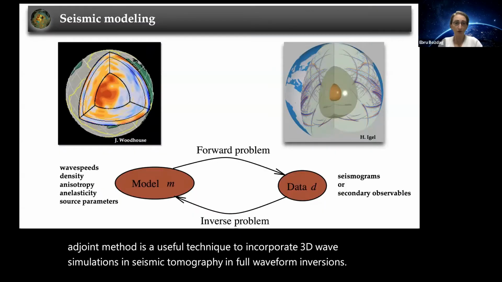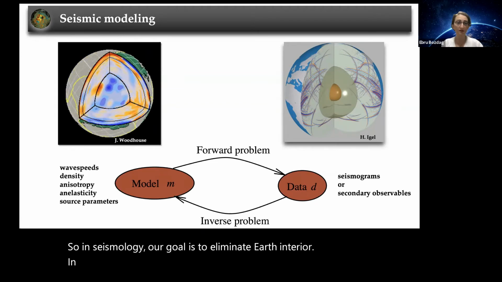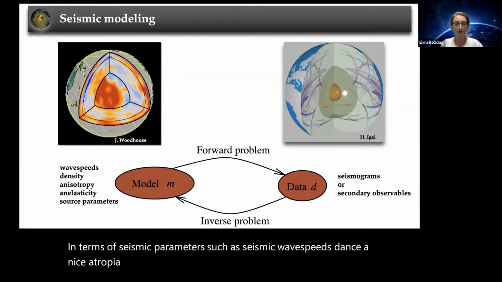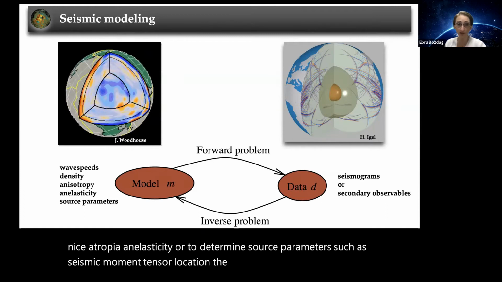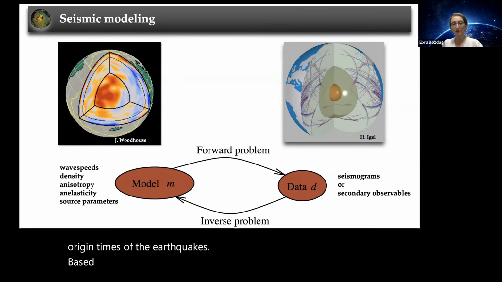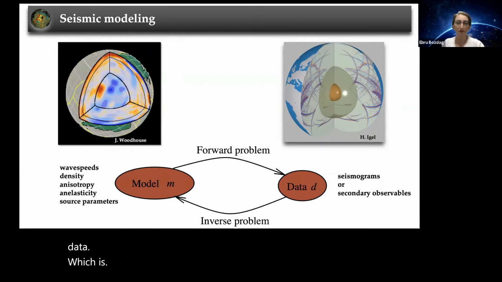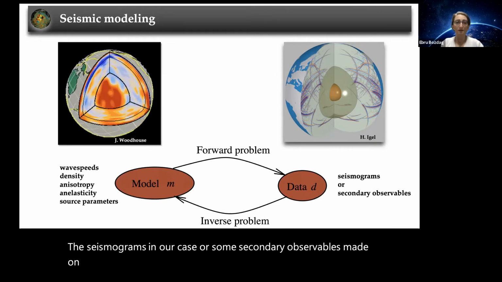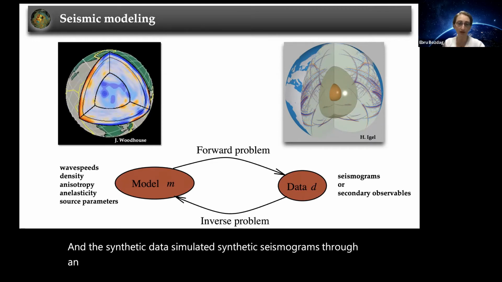So in seismology, our goal is to illuminate Earth's interior in terms of seismic parameters such as seismic wave speeds, density, anisotropy, and elasticity, or to determine source parameters such as seismic moment tensor, location, the depth, or the source time function, origin times of the earthquakes, by minimizing the difference between the field observed data, which is the seismograms in our case, or some secondary observables made on waveforms, and the synthetic data, simulated synthetic seismograms, through an optimization technique, which is known as the inverse problem.